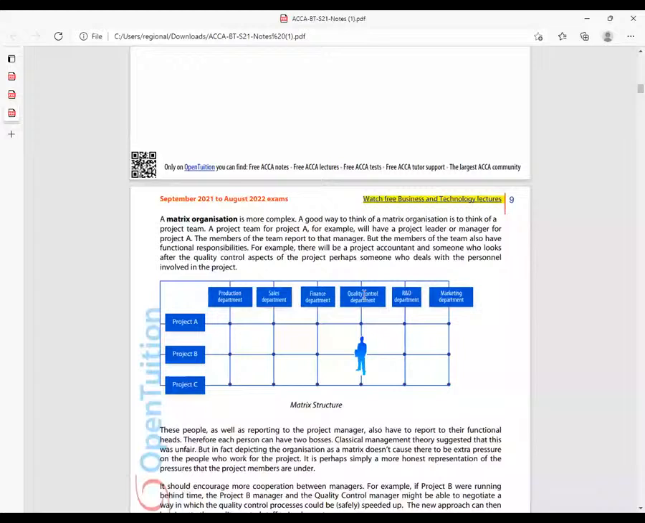Right? And a matrix organization, matrix structure, is more complex. A good way to think of a matrix organization is to think of a project team. A project team for project A, for example, will have a project leader or manager for project A. The members of the team report to that manager, but the members of the team also have their functional responsibilities. If, for example, you're an accountant, you have to report to the director of finance. For example, there'll be a project accountant and someone who looks after the quality control aspects. The most important thing, ladies and gentlemen, is for you to appreciate what a matrix does.